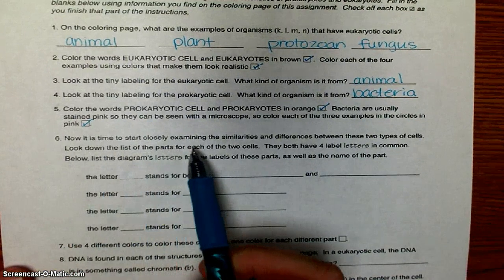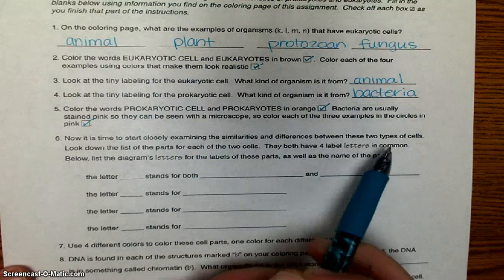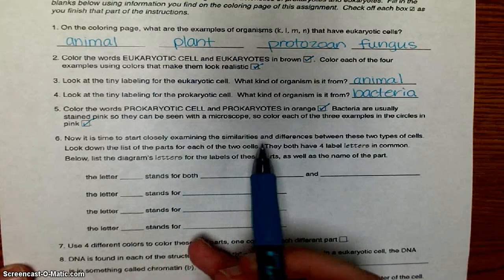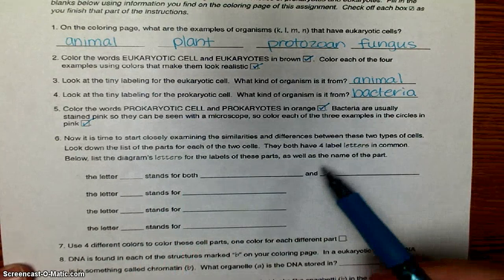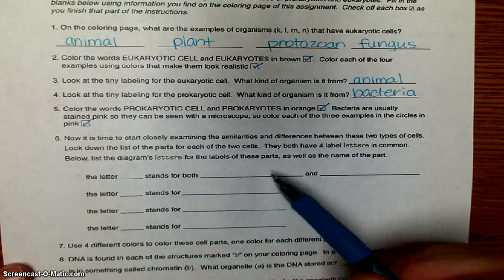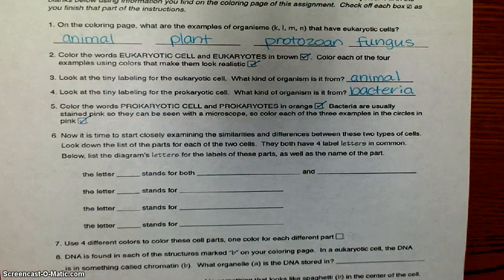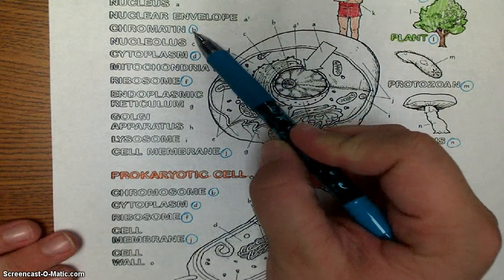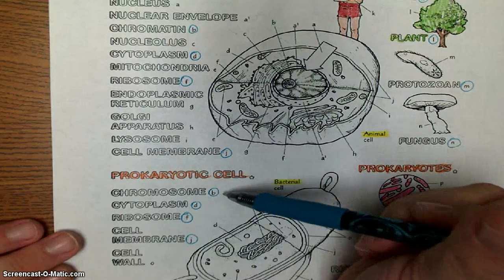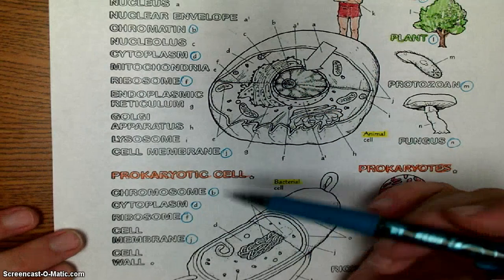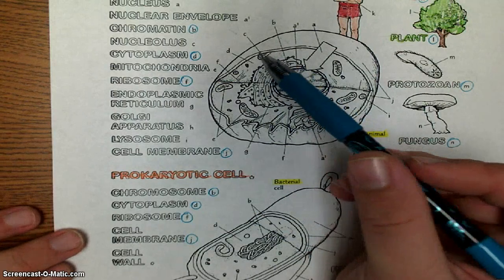Now it is time to start closely examining the similarities and differences between these 2 types of cells. Look down the list of the parts for each of the 2 cells. They both have 4 labeled letters in common. Below, list the diagram's letters for the labels of these parts as well as the name of the part. So if I look back over here at these 2, I will see that chromatin is labeled B, and down in the prokaryotic cell, chromosome is labeled B. These are denoted with the same letter because chromosomes are actually made up of chromatin.